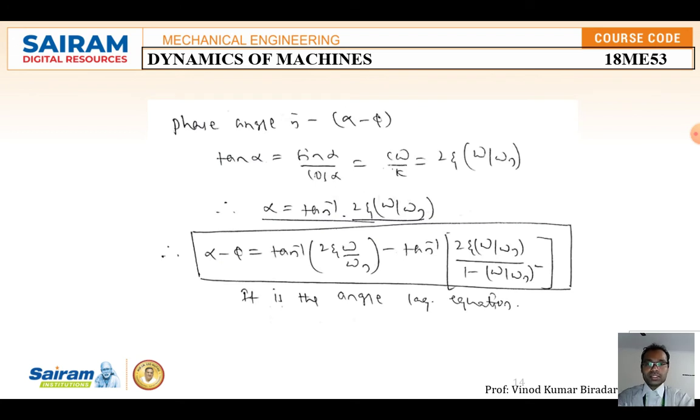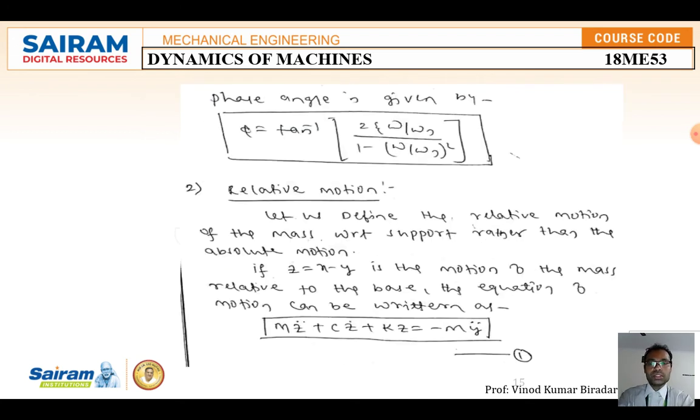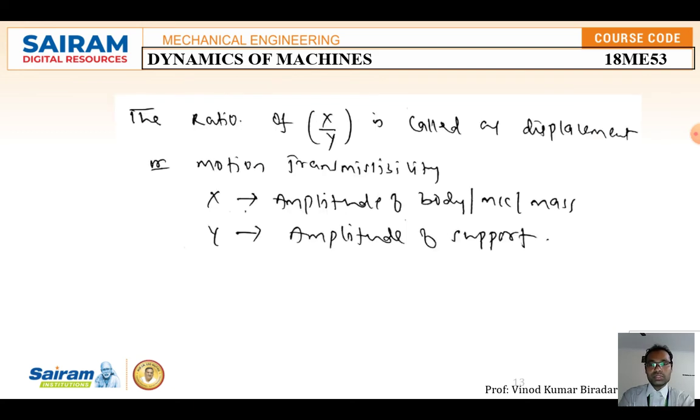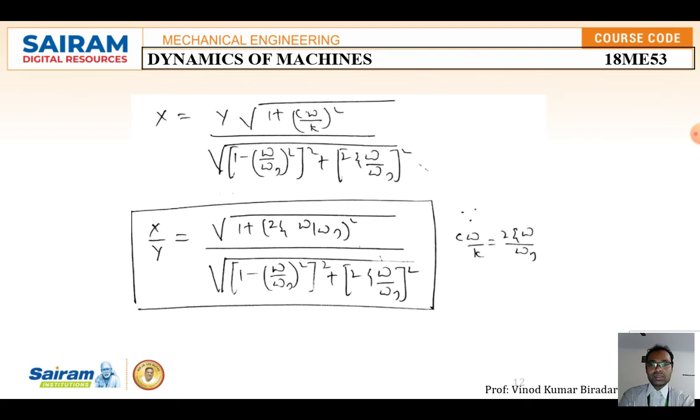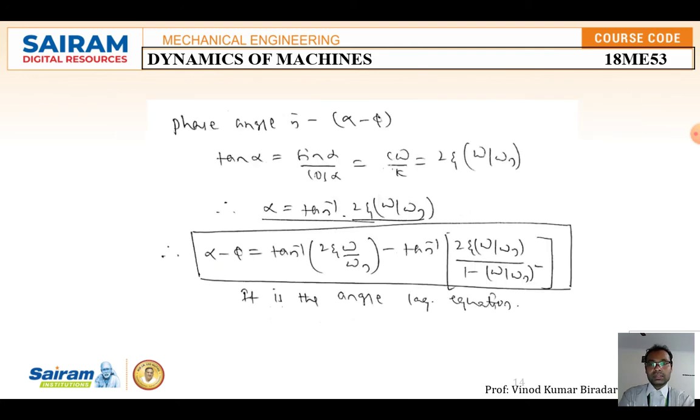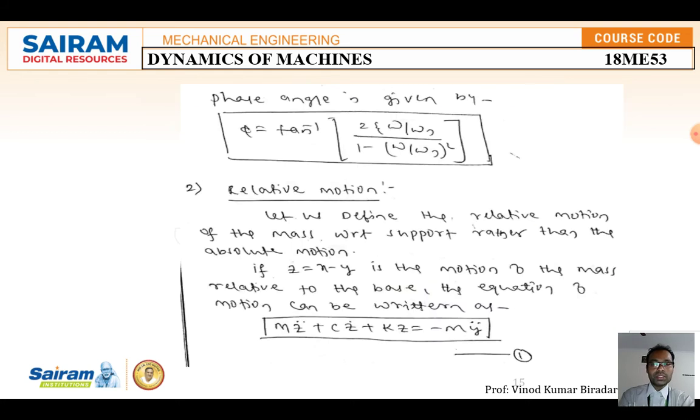Along with that, the phase angle. Phase angle, you have to remember only this: phi is equal to tan inverse of 2 zeta omega by omega n, divided by 1 minus (omega by omega n) whole square. This is the phase angle you have to remember. From this, you have to remember the x by y equation and this phase angle equation. This is the lagging and leading equation. Wherever lagging is there, you are going to use this equation.